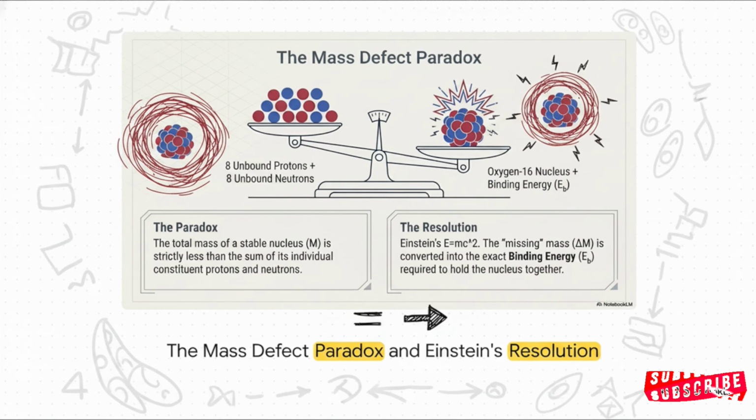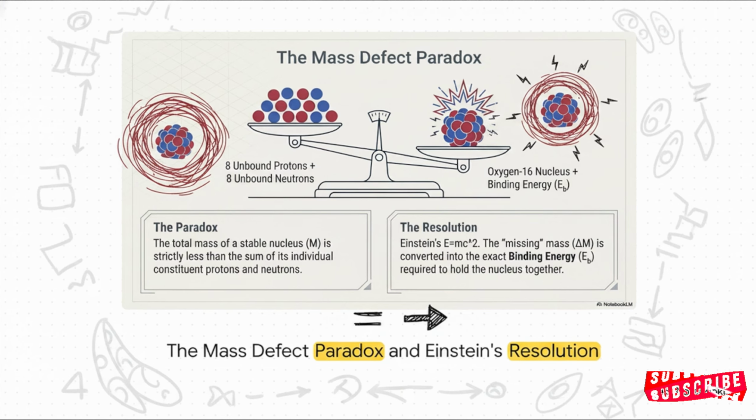And guess what? The assembled side is actually lighter. So where exactly did that mass go? This is what we call the mass defect. And the resolution to this is essentially the ultimate plot twist in physics, brought to us by Albert Einstein. That missing mass isn't just gone. It's literally been converted into the exact binding energy required to hold that incredibly dense nucleus together.